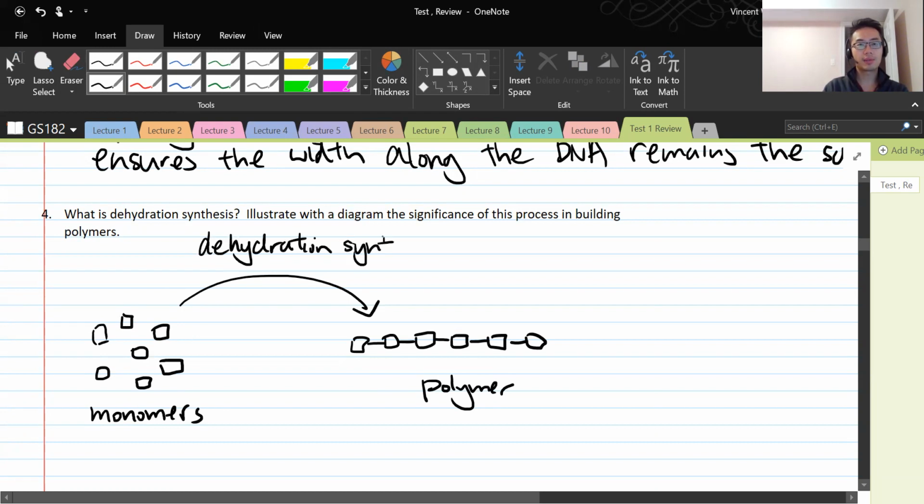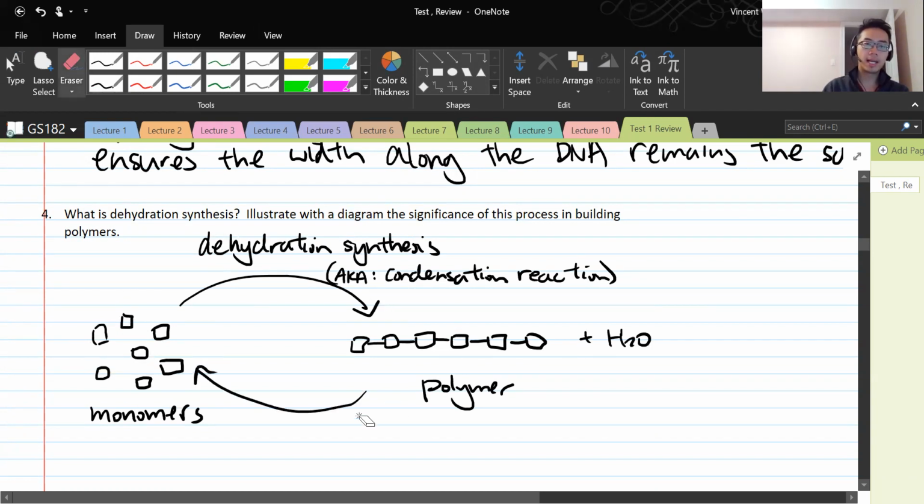Dehydration synthesis. Now you might also see it written as condensation, also known as a condensation reaction. So you will generate water molecules when you link 2 monomers together. And just for completion, if you want to break it down, we would have to do the opposite of dehydration synthesis, which is hydrolysis.